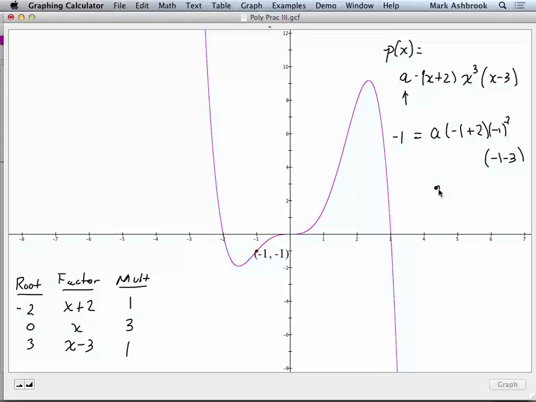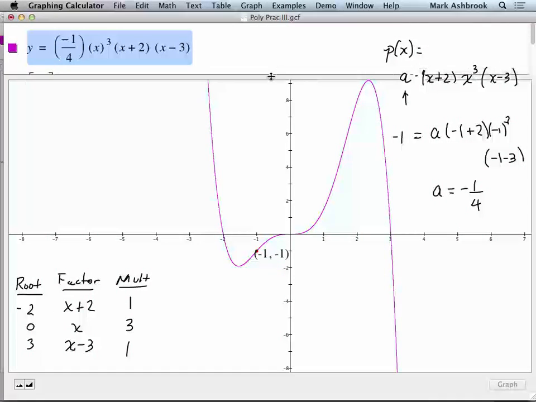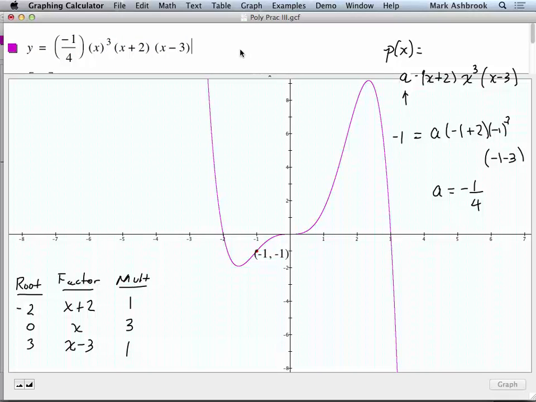And when you do the math, a comes out to be negative one-fourth. I'm hearing -1/4. Oh, the whole thing. Yeah. So, what do you get? Is that right? Here we go. Check it out. There it is.